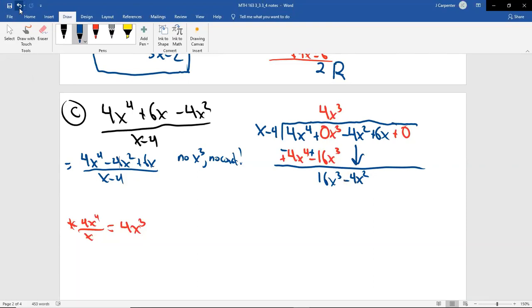All right, repeat please, x into 16x to the third. So I'm doing my divisions over here. 16x cubed divided by x will be 16x squared. So that's a plus 16x squared. We're going to multiply that out.